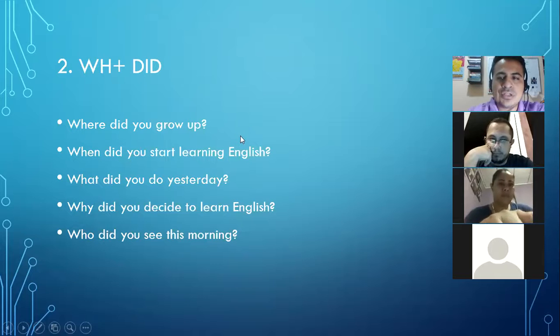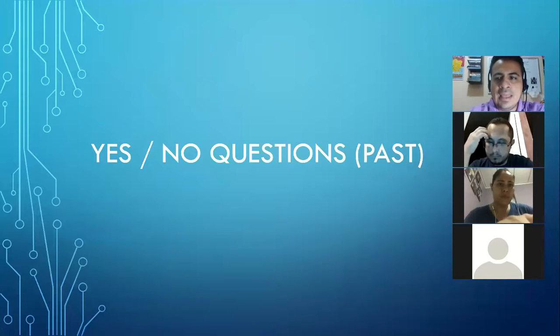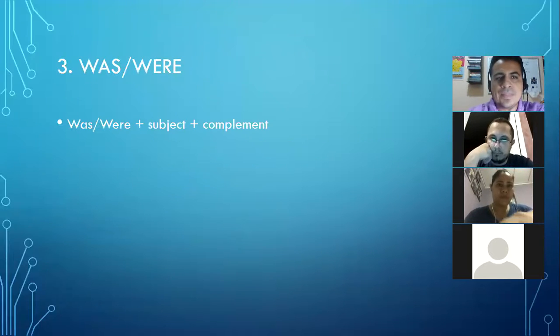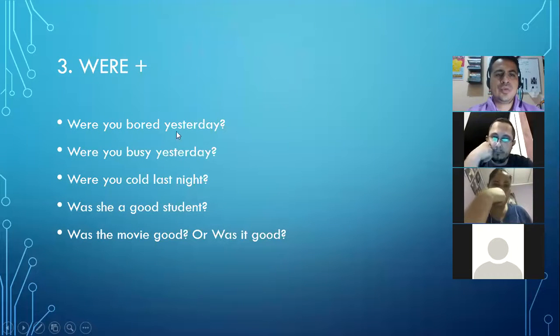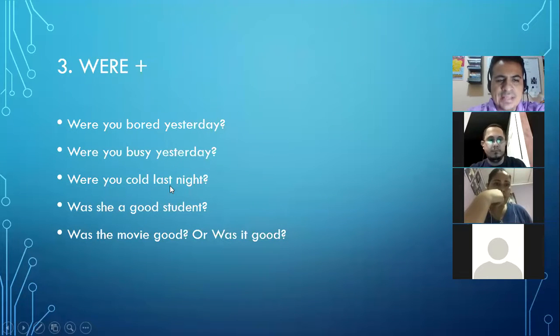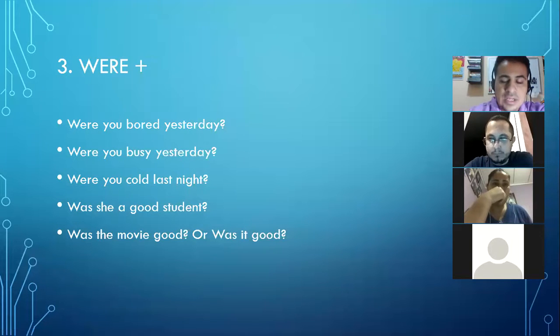Now, my answers have to be in the past, simple past. Who did you see this morning? I saw my mother this morning. And then, segunda categoría, yes or no questions, with the verb to be. Verb to be plus subject plus complement. Were you bored yesterday? Were you busy yesterday? Were you cold last night? Was she a good student? Was the movie good? So here the answer is yes, I was. No, I wasn't. Or if you want to use plural, yes, they were.